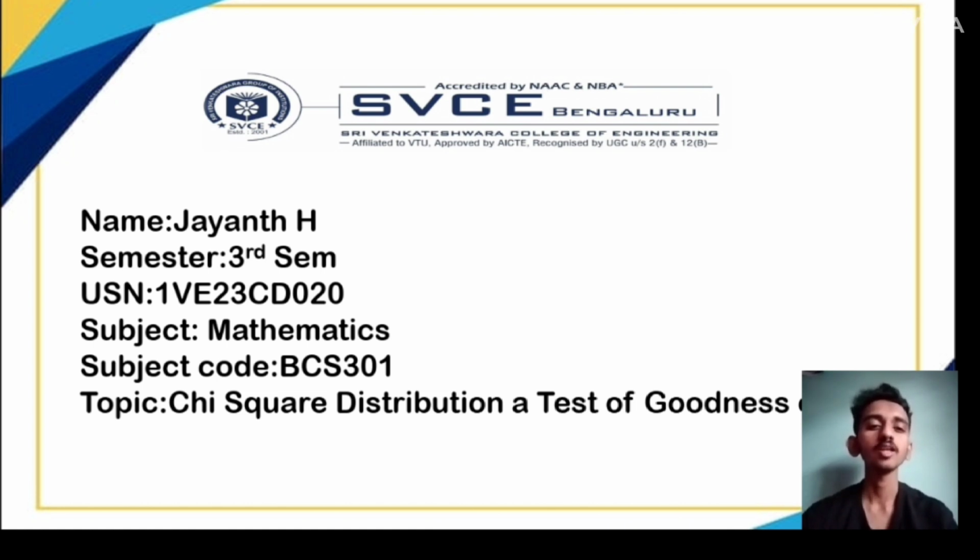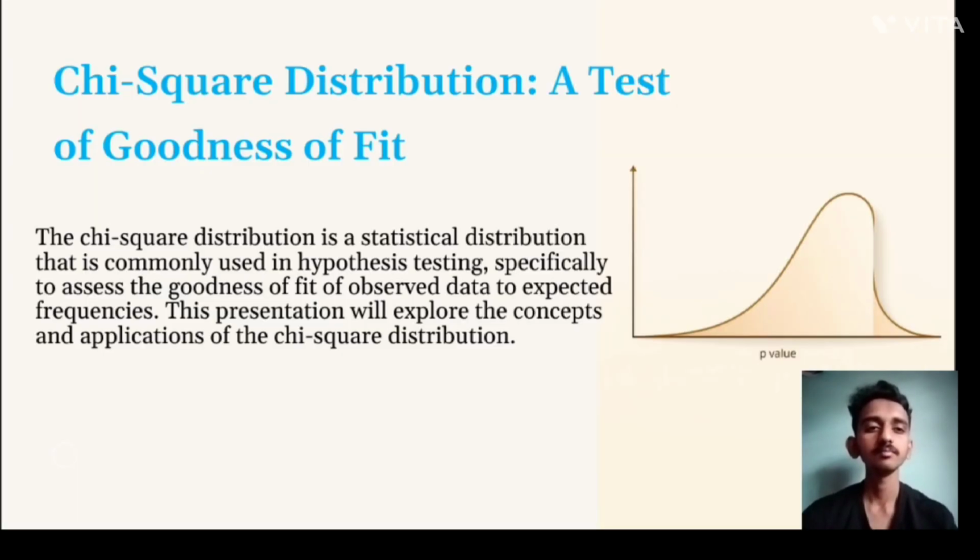Today I'm going to explain about chi-square distribution, a test of goodness of fit. The chi-square distribution is a statistical distribution that is commonly used in hypothesis testing, specifically to assess the goodness of fit of observed data to expected frequencies. This presentation will explore the concepts and application of the chi-square distribution. Let's move on.